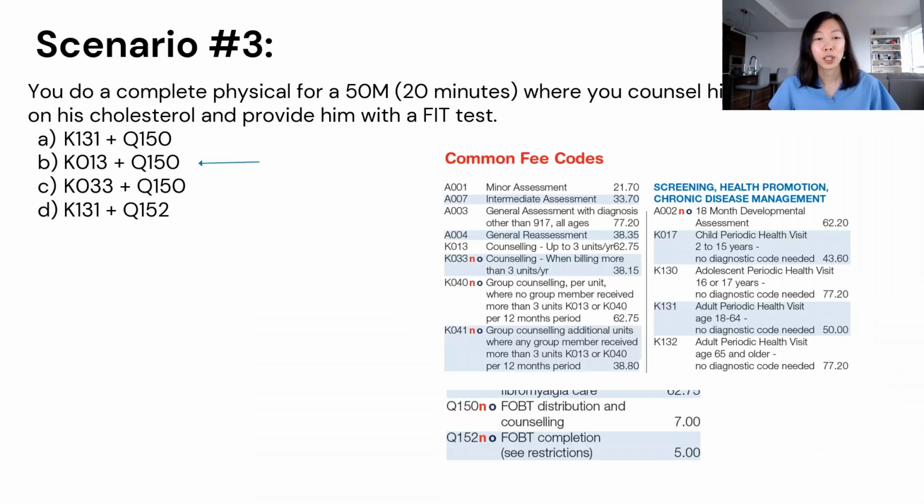And so in this particular case, even though it was a complete physical, you could potentially bill K131, because you also did a counseling, let's say for 20 minutes. If you compare the two codes, K013 does pay a bit more than K131. So when there's two right answers, choose the one that pays more. And then the Q150, this is just for giving them their FOBT, or their fit test.